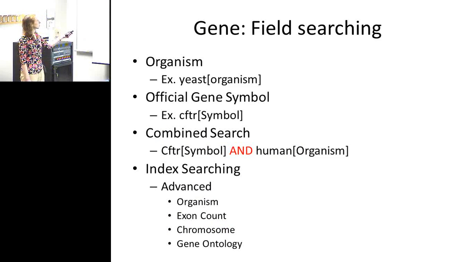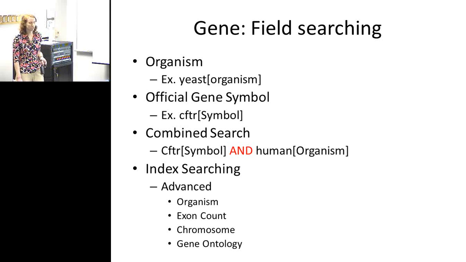Another example would be there's an official gene symbol field. So you could do a field search for the official gene symbol. So I've got CFTR. And then you just put symbol in brackets following your search term. And that is saying search for this term, which is basically CFTR, specifically in the official gene symbol field.